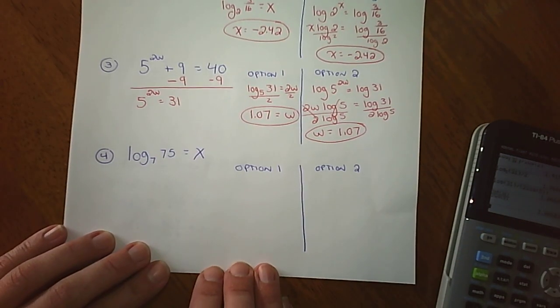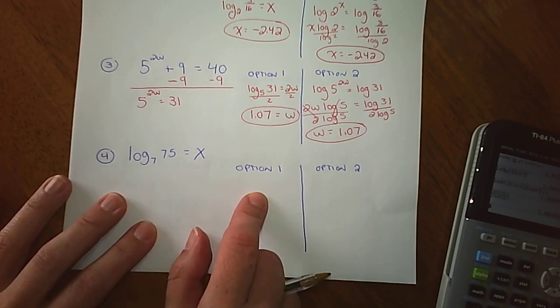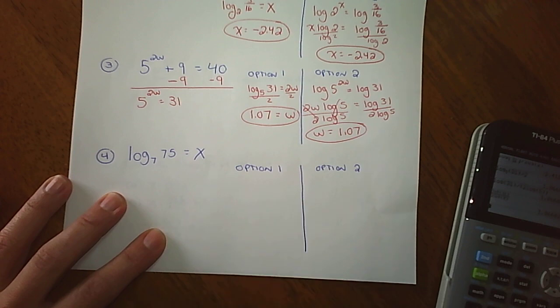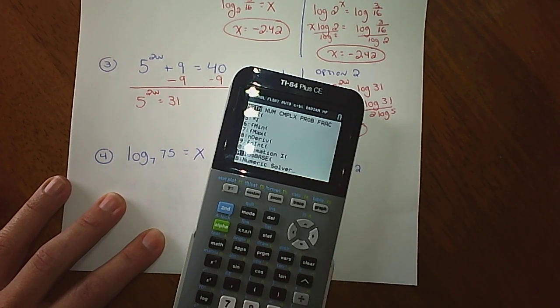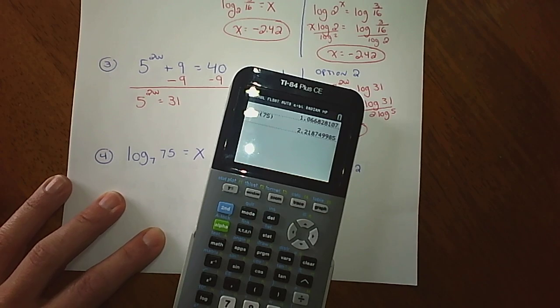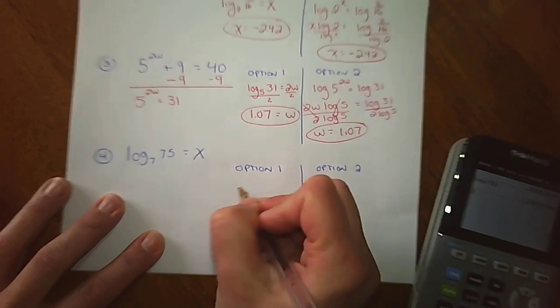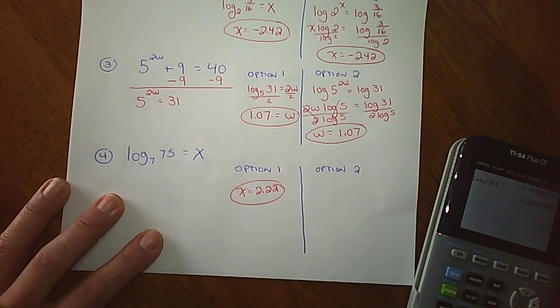Now, let's take a look at this one. Option 1 of doing this, simply just put that in your calculator. We're basically done, right? So I'm going to clear, math, go up twice. That's 7, and then we're going to put 75. And I'm getting 2.22. So this one I'm just throwing in the calculator as it is. By far the easiest way of doing that question.